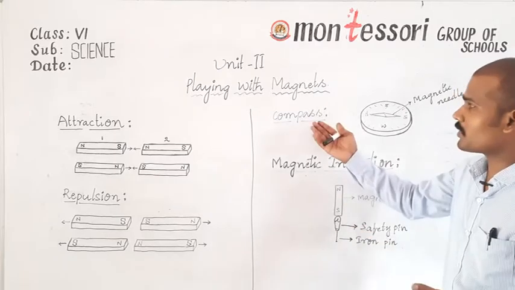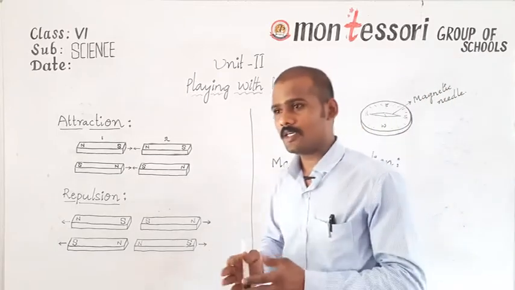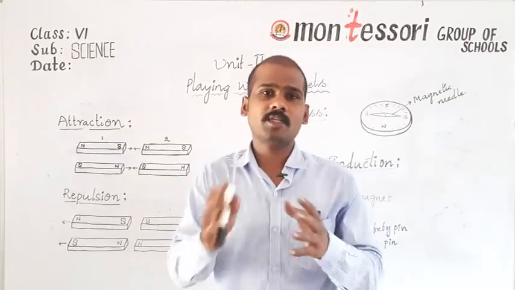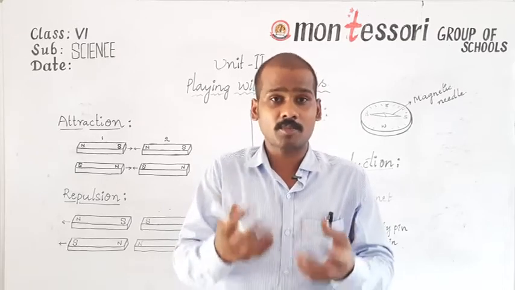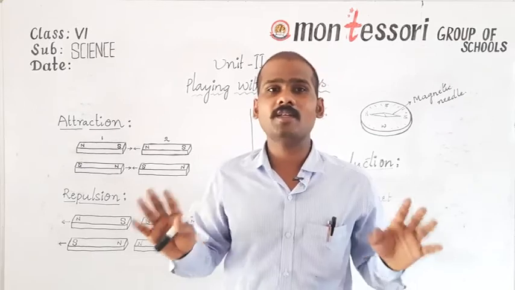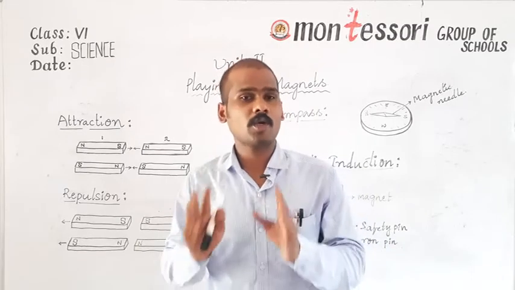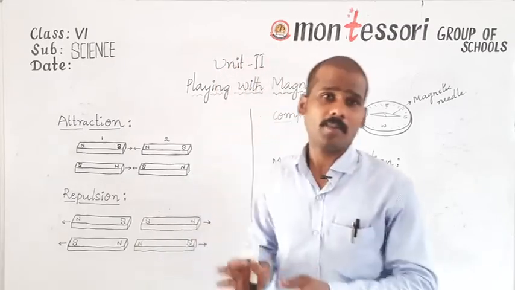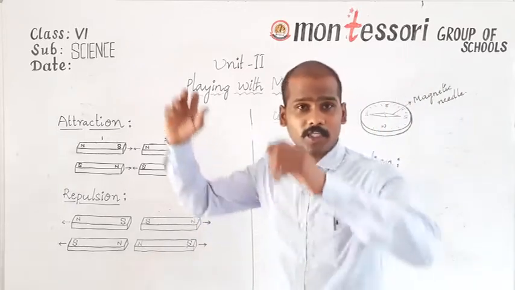The directional property can be used in the compass. The directional property can only be exhibited by magnets. We can't see this property in any other objects or materials. Next, we will discuss another property of a magnet.